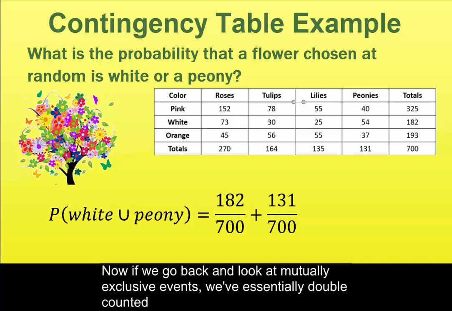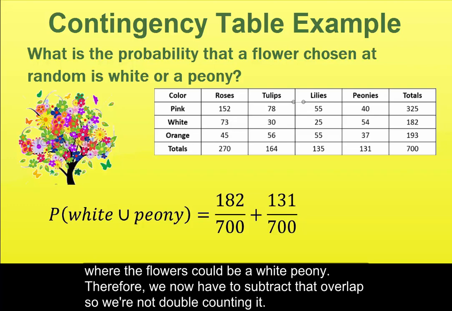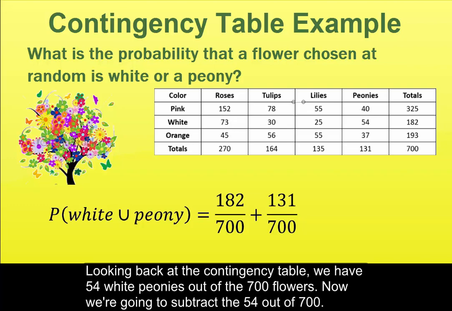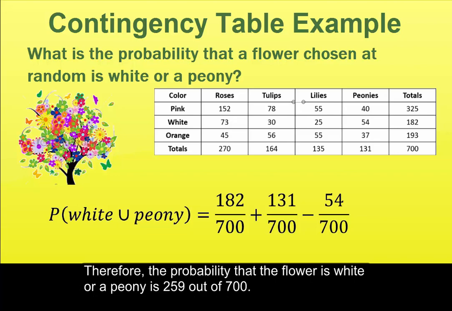So now if we go back and look at mutually exclusive events, we've essentially double counted where the flowers could be a white peony. And therefore we now have to subtract that overlap so we're not double counting it. Looking back at the contingency table, we have 54 white peonies out of the 700 flowers. And now we're going to subtract the 54 out of 700. And therefore the probability that the flower is white or a peony is 259 out of 700.